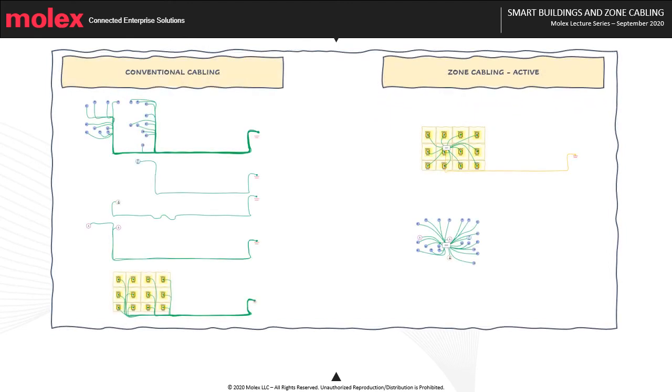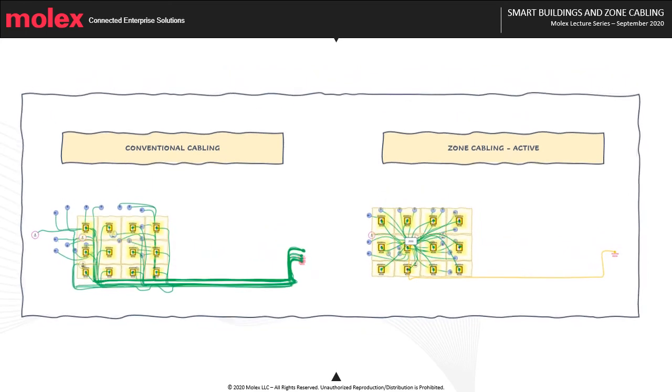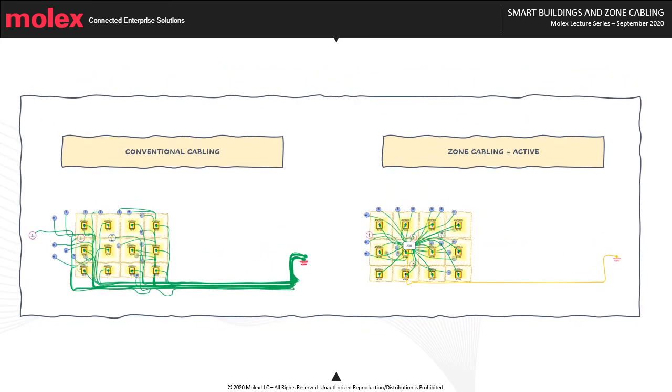Just for this small area, let's do a comparison between a conventional cabling system and a zone cabling architecture. As you can see here in our conventional cabling architecture, we have cable runs from our TR to all our equipment outlets, whereas we have only one fiber optic cable run between our TR and our zone enclosure.